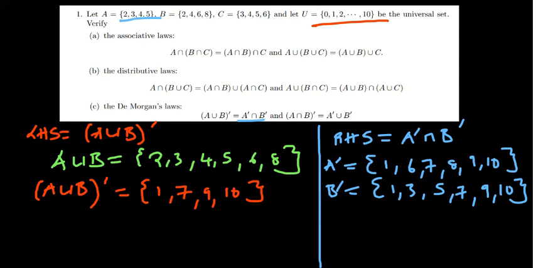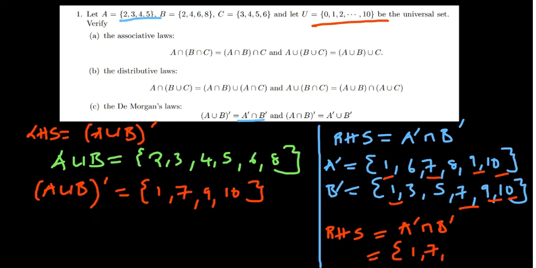Okay. So we need to find, now the right hand side is equal to the intersection of the two sets. So what is the intersection between the two sets? What is common? I can see 1 is common, I can see 7 is common, I can see 9 and 10 are also common. So we have 1, 7, 9 and 10.